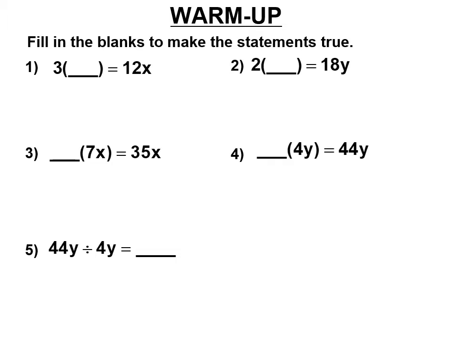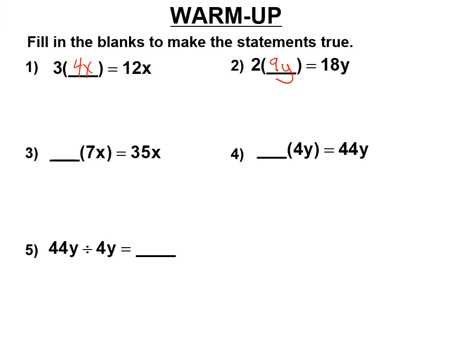So 3 times blank equals 12x. Well, what goes in the blank? The only thing that goes in the blank is 4x. Finish the rest. Right? 2 times 9 is 18, so 2 times 9y is 18y.